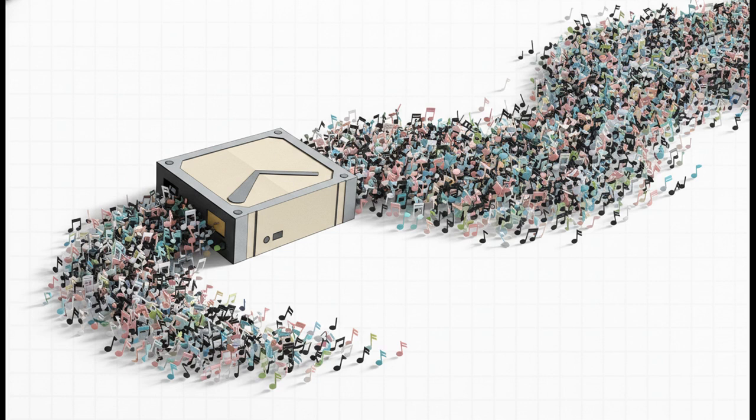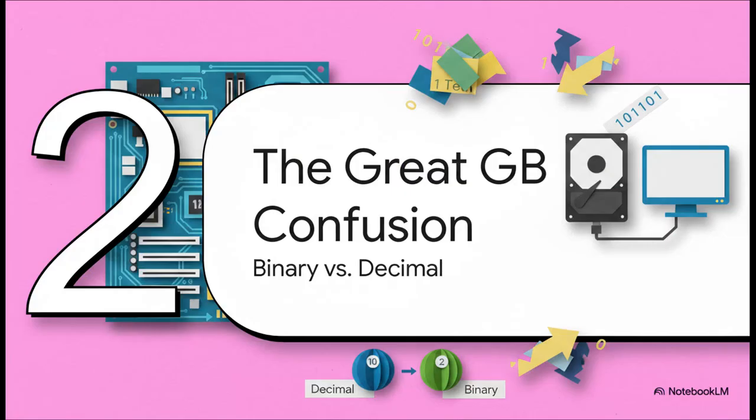It just feels like a massive, almost endless amount of personal space. But here's where things get a little weird. Have you ever bought a 1 terabyte hard drive, plugged it into your computer, and noticed that it only shows about 931 gigabytes? You're not going crazy, and nope, you didn't get ripped off. Let's clear up this super common confusion once and for all.